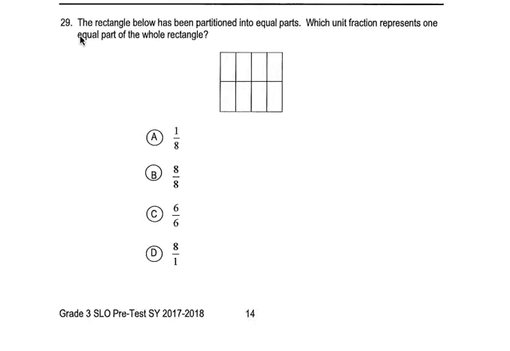Number 29. The rectangle below has been partitioned into two equal parts. Which unit fraction represents one equal part of the whole rectangle? Which unit fraction represents one equal part of the whole rectangle? A, 1/8. B, 8/8. C, 6/6. D, 8/1.